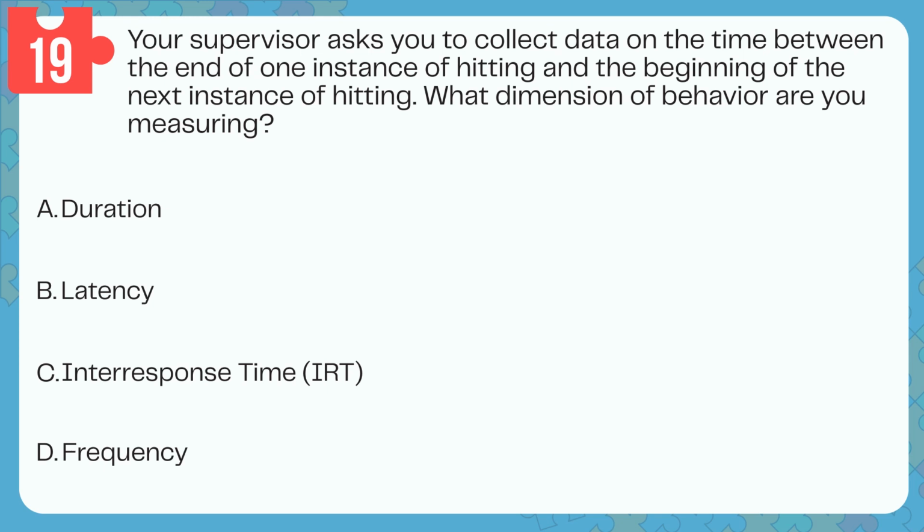Question 19. Your supervisor asks you to collect data on the time between the end of one instance of hitting and the beginning of the next instance of hitting. What dimension of behavior are you measuring? A. Duration. B. Latency. C. Interresponse time, IRT. D. Frequency.